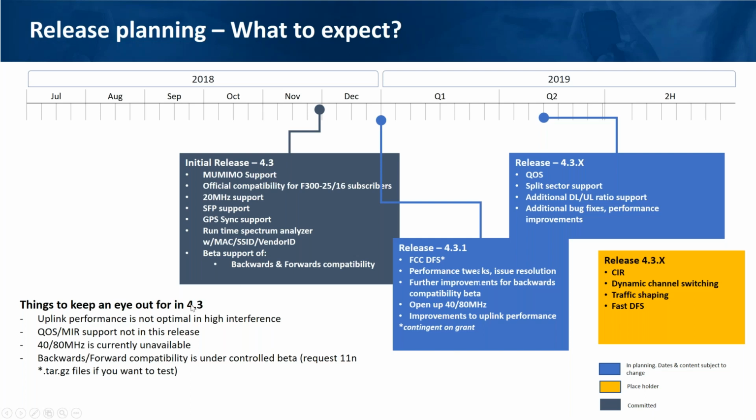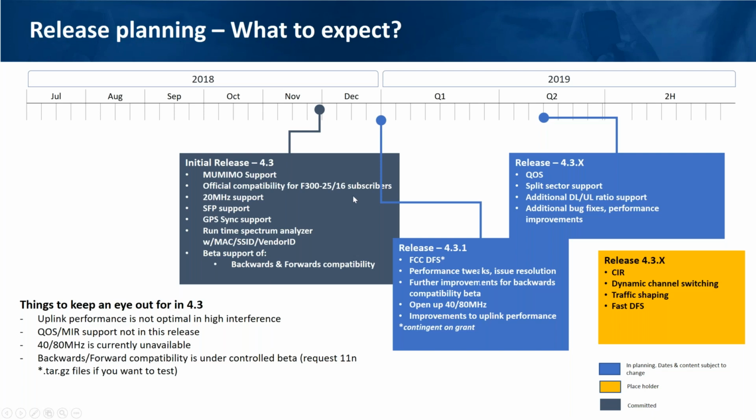Within the 4.3 release, we have some challenges in uplink performance that we are trying to tweak and improve. QoS MIR is not going to be in this release. The 40 and 80 megahertz we blocked out. It's available behind the scenes, but we have a couple of issues we identified late in the game, and we thought that keeping this out of the release for now is good. And the backwards forwards compatibility is under control beta if you request it.